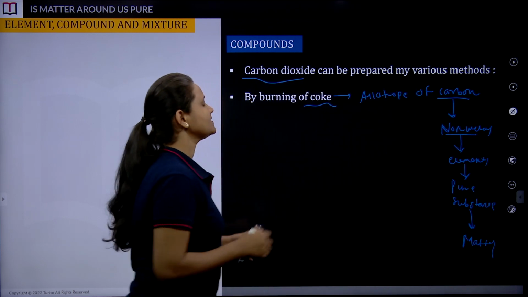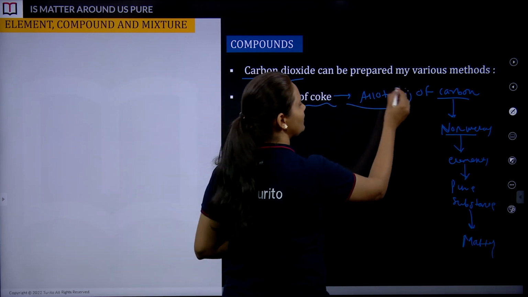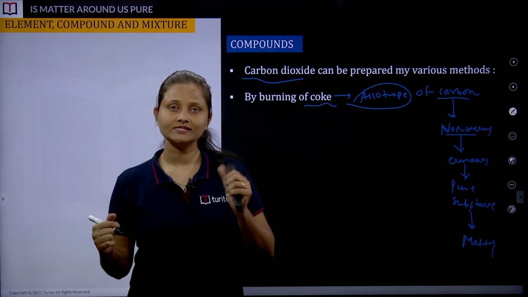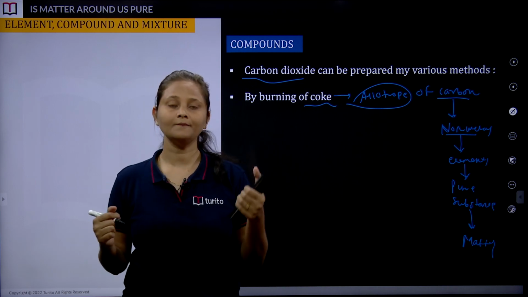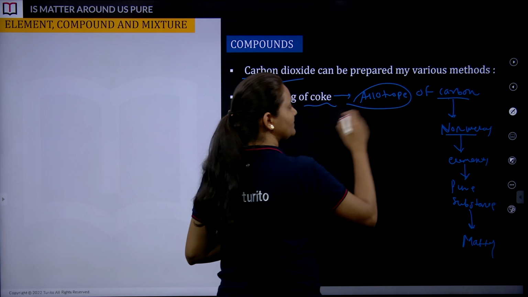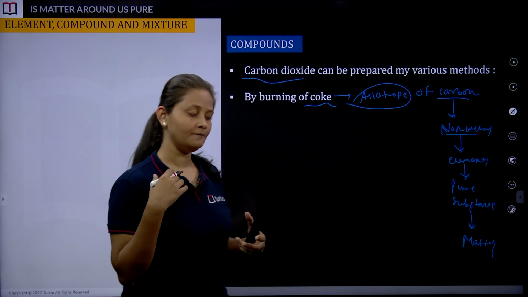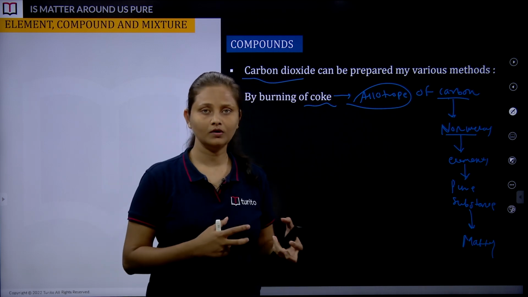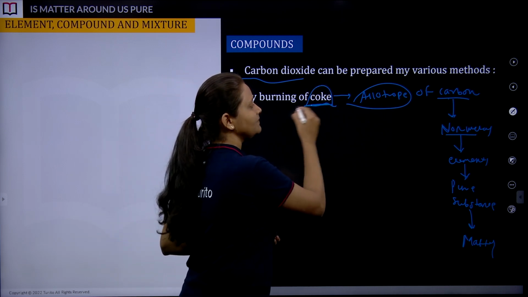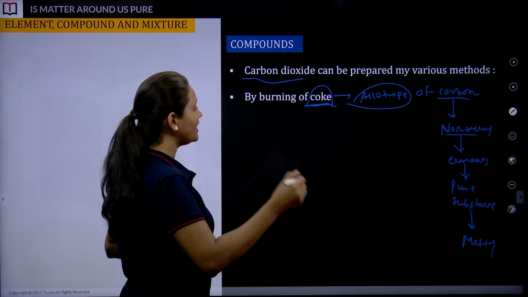Alright, so try to understand. I have written something: allotrope. Allotrope is nothing but different forms of one substance, or different forms of one element. So we have the element carbon, and carbon has various forms. It has graphite, diamond, coal, and here is coke. Okay, so coke has carbon.